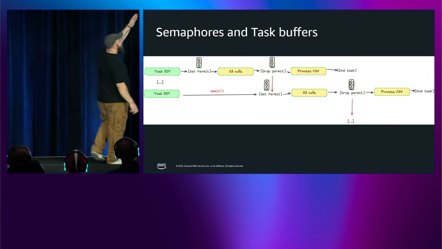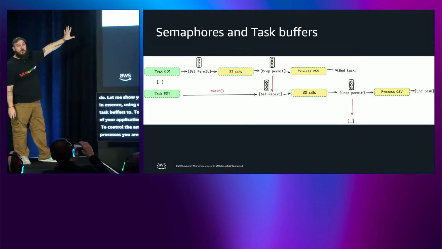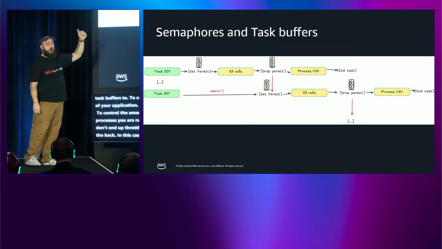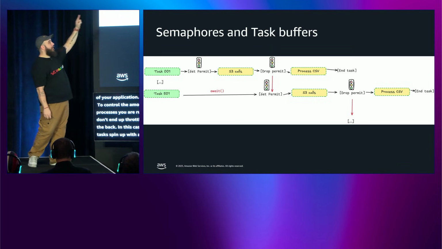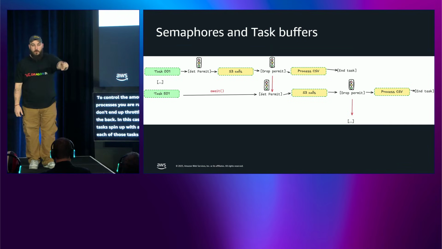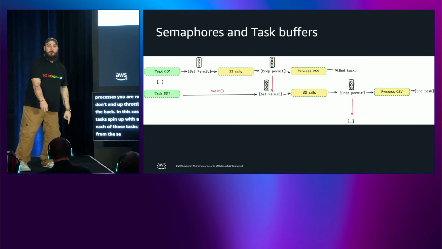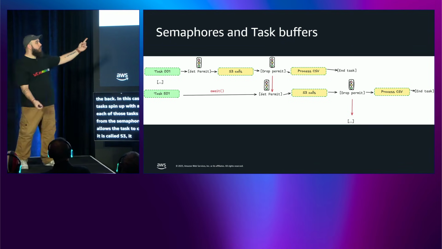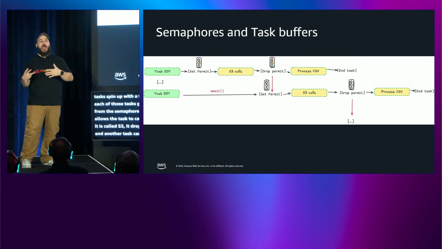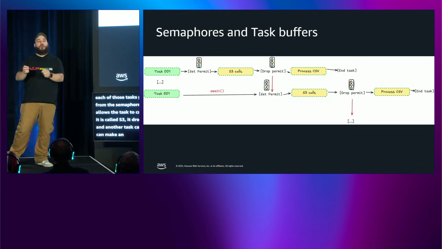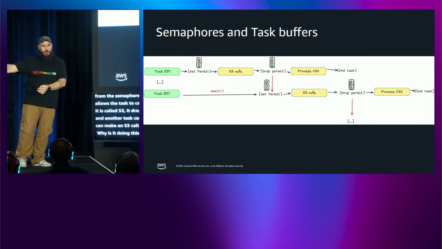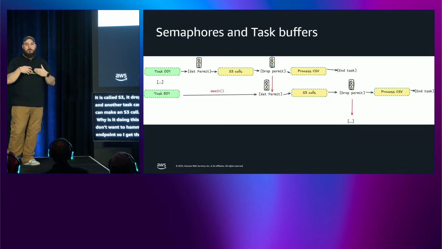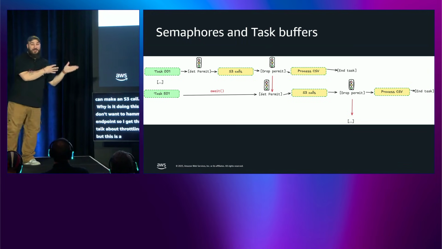In this case, I have 500 tasks spin up with a task buffer. And each of those tasks gets a permit from the semaphore. The permit allows the task to call S3. As soon as it has called S3, it drops the permit and another task can pick it up so it can make an S3 call. Why is it doing this way? Because I don't want to hammer my S3 endpoint so I get throttled. I will talk about throttling in a second, but this is a very neat way for you to control the amount of data, amount of speed that Rust is actually doing.